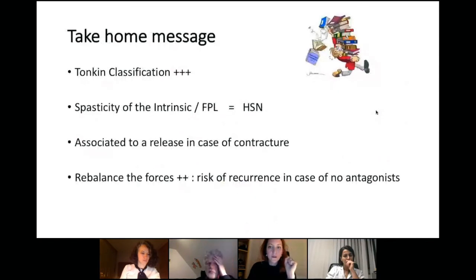So for the spastic thumb, we use the Tonkin classification. In case of spasticity, we use HSN associated to a release in case of contracture, and most important, rebalance the forces. Otherwise, there is a risk of recurrence in case of no antagonist.